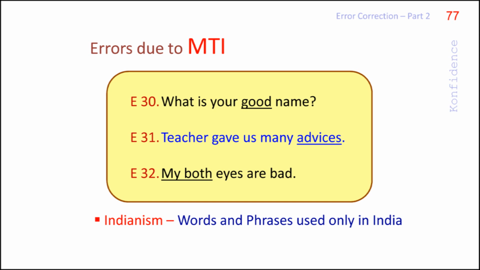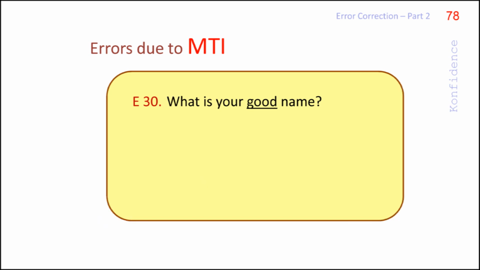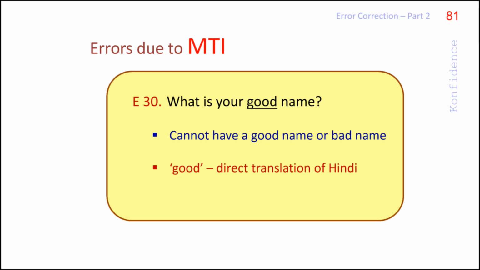In the sentences shown in the slide, the underlined words make the sentences wrong. Look at the first example. What does that question convey? Can we have a bad name? Definitely not. Then we can't have a good name either. The word good in the above sentence comes from a direct translation of the Hindi equivalent, Aapka shubh naam kya hai? See how the mother tongue influence causes errors. To correct the question, omit the word good.